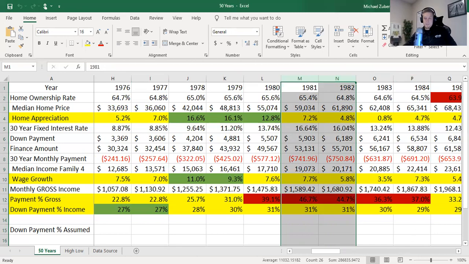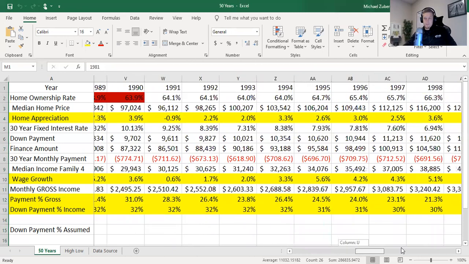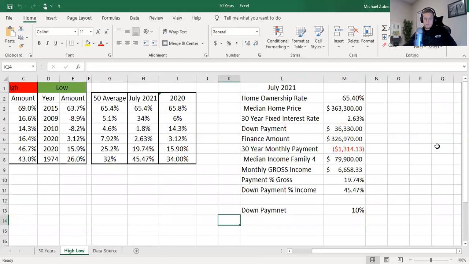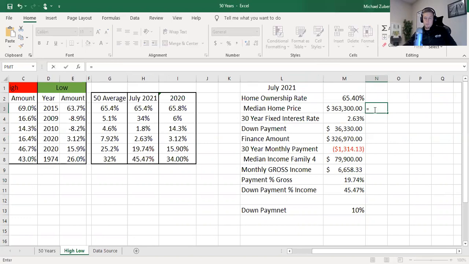But now let's go to today. Actually, let's go right to today, because I went out and grabbed the July data. So right now, the front end ratio is about 20. Wow. Relatively speaking, affordable. But what I wanted to do with you is see where it gets unaffordable.